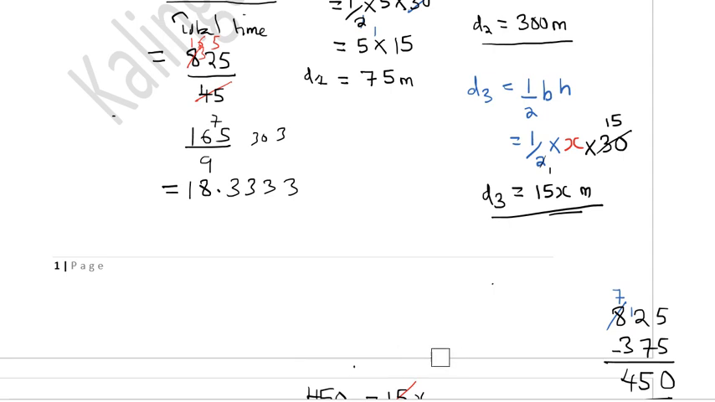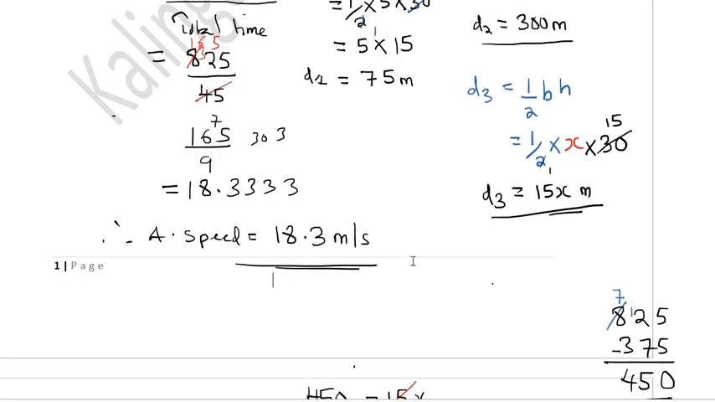So I'm saying we can now write our final answer. Therefore, the average speed is equal to 18.3 meters per second as our final answer. So this is how you get your final answer.